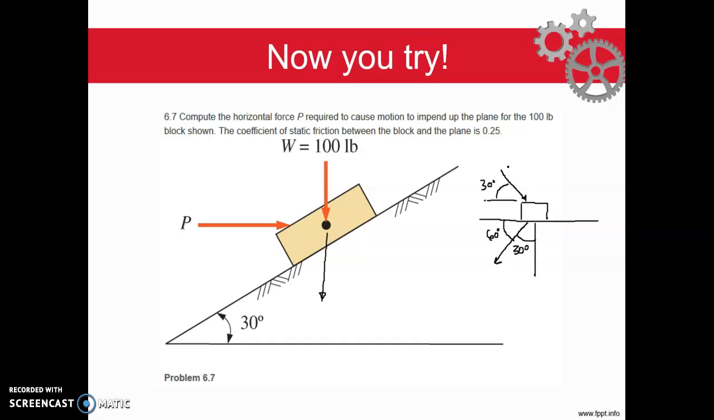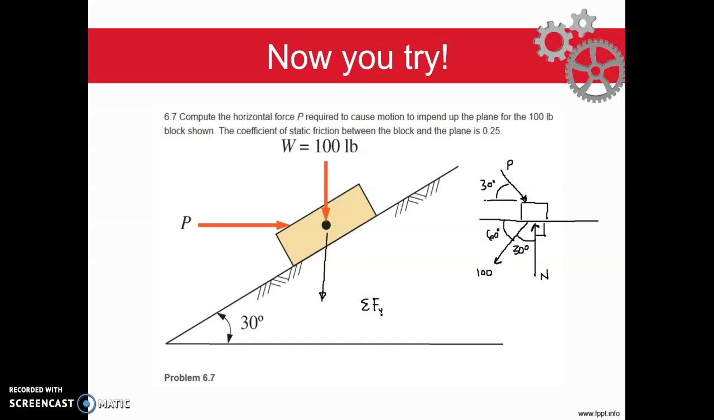All right, so we have P making a 30-degree angle with the horizontal, and we have 100 making a 60-degree angle with the horizontal. We want to first find the normal force. What is the normal force going to be pushing back against the box perpendicular to the ramp? So in order to find that, we need to find the components.